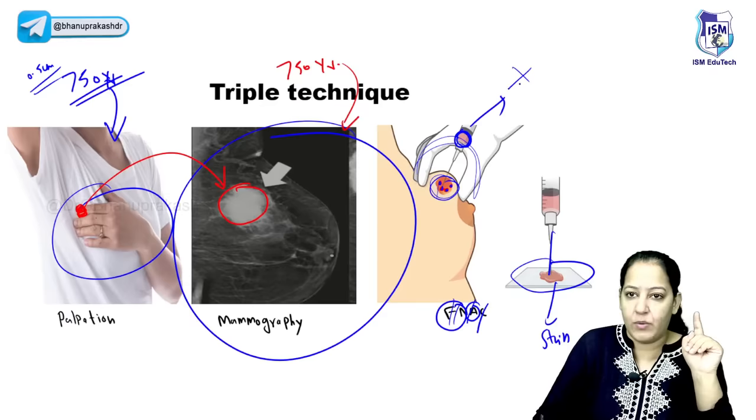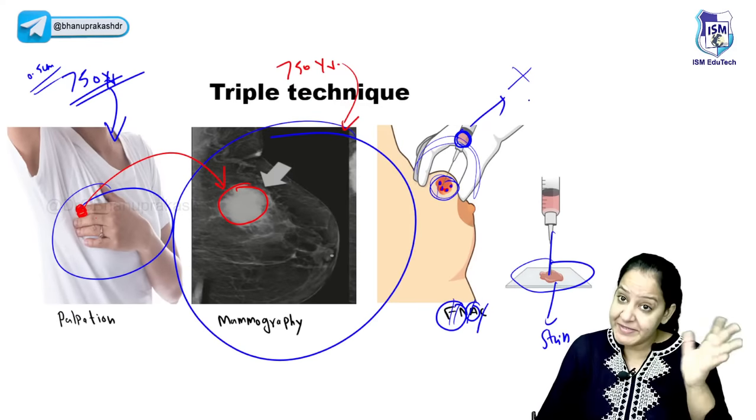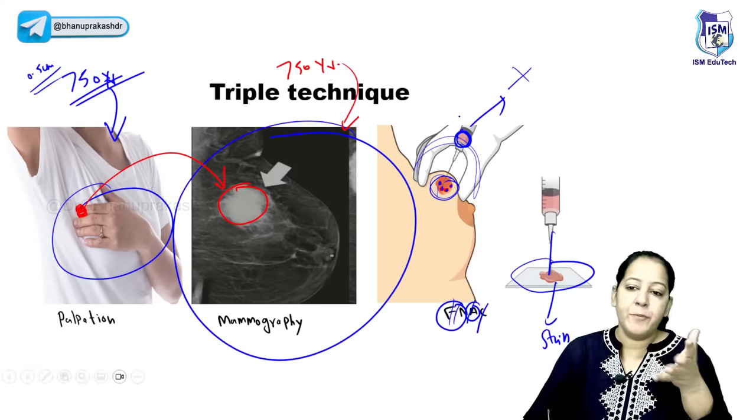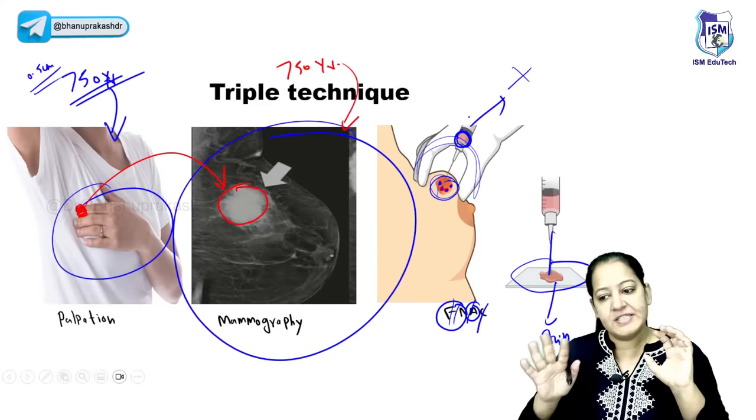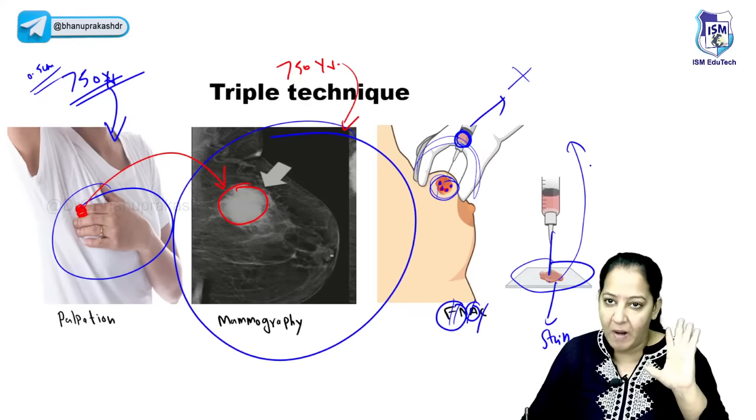No anesthesia is required. We don't give an anesthesia. It's very cheap. Biopsy is costly. This one is very cheap, and reporting is also very fast. So FNAC we can do, and we spread it on the slide. We examine the slide under the microscope after staining.